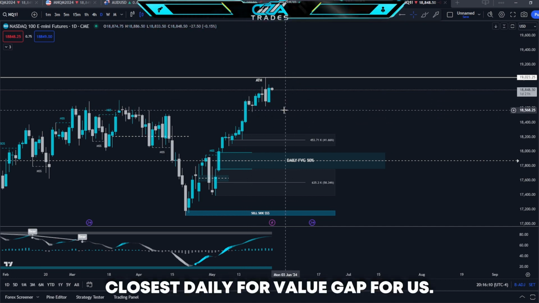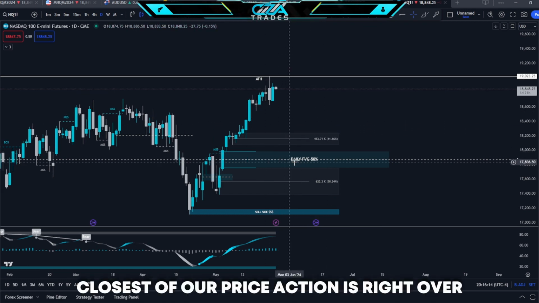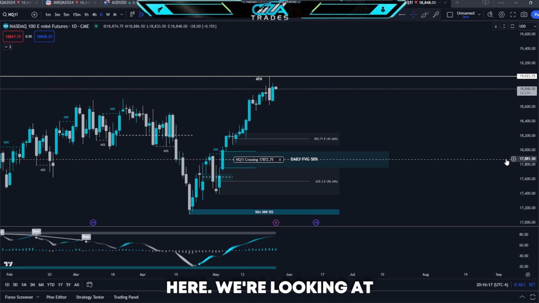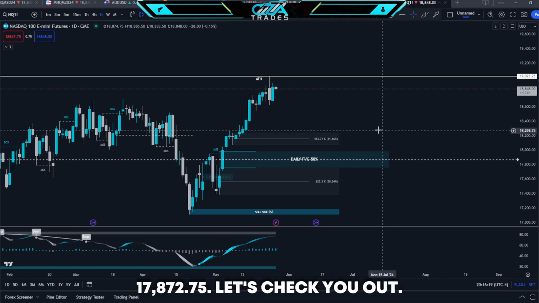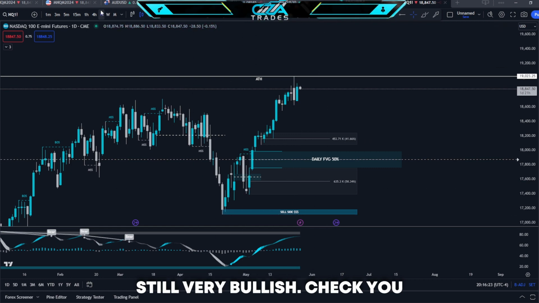The next closest daily fair value gap for us, closest to our price action, is right over here. We're looking at 17,872.75. Let's check you out. Still very bullish. Check you out on the lower time frame.